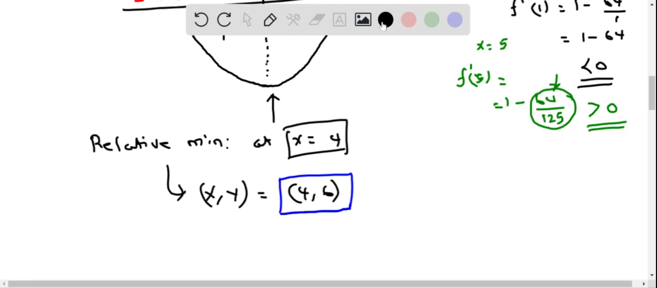Also, this means there is no relative maximum because we got only one critical point of the function, that is at x equal to 4. So therefore we see that there is no relative minimum. I'm sorry, relative maximum.